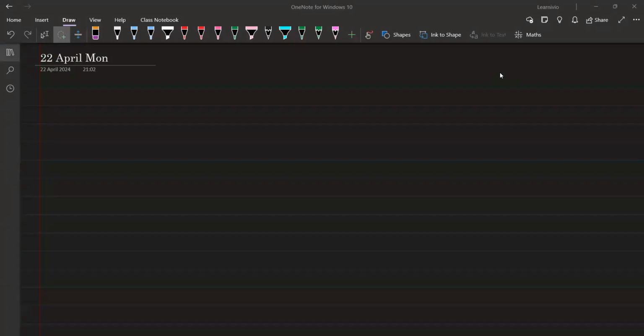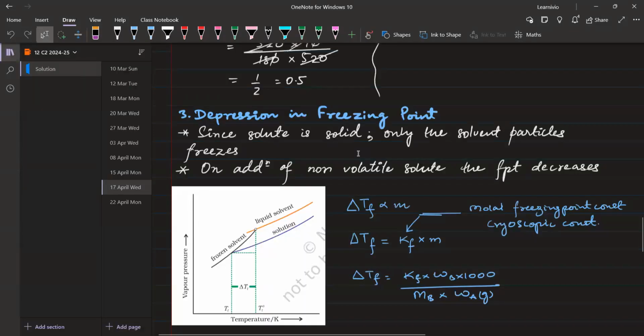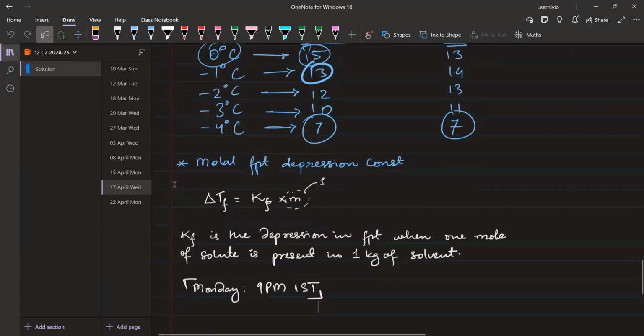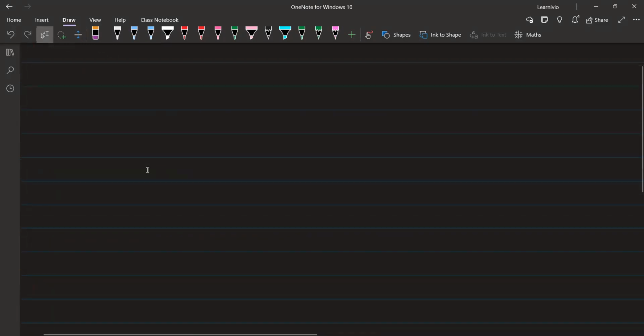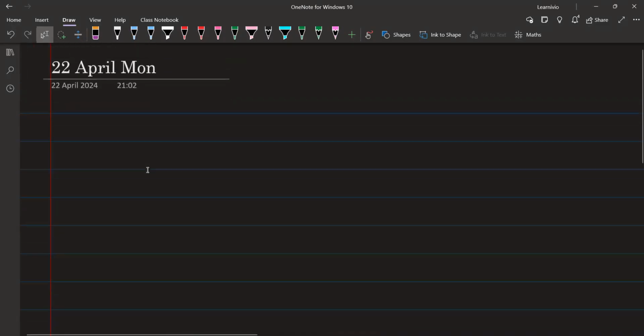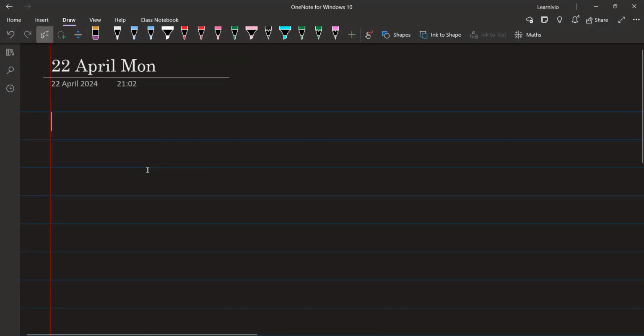So in the last lecture, I think we did depression in freezing point, and also we did molar freezing point depression constant. In the last lecture we learned about two things.